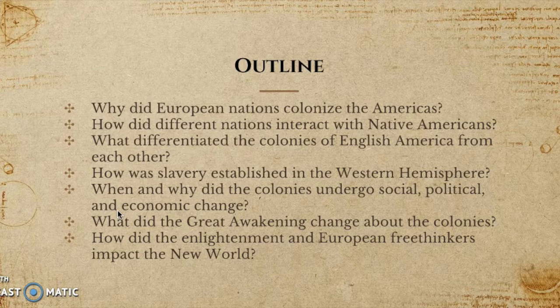The colony of Virginia had very different political and social views than the colony of Massachusetts Bay or South Carolina or Pennsylvania. How was slavery established in the Western Hemisphere? Slavery is obviously a huge part of American history. And when and why did the colonies undergo social, political, and economic change? Well, this is self explanatory. The colonies were very independent and they went through their own changes as well as changes that were linked to changes in Europe at the time.